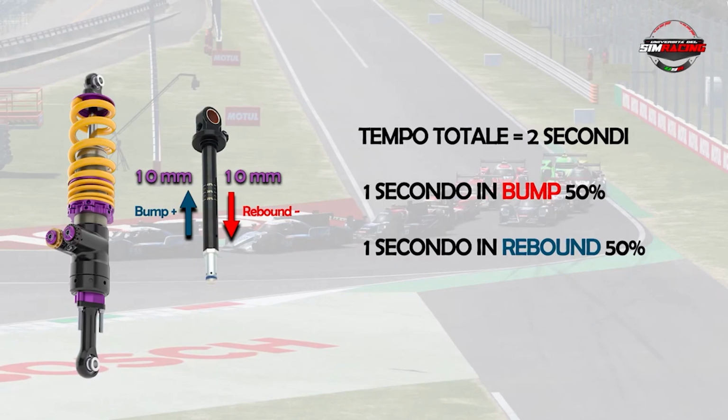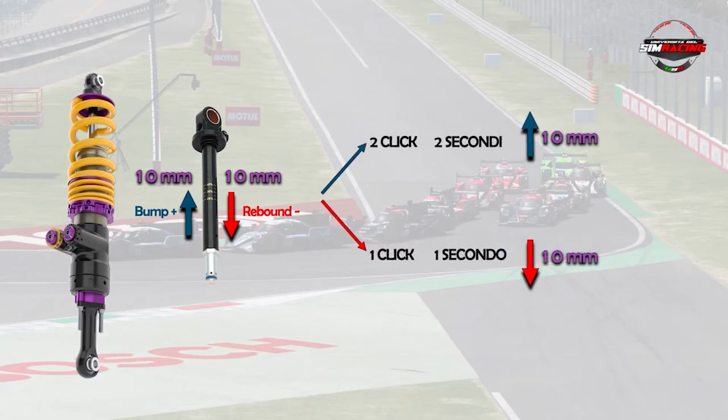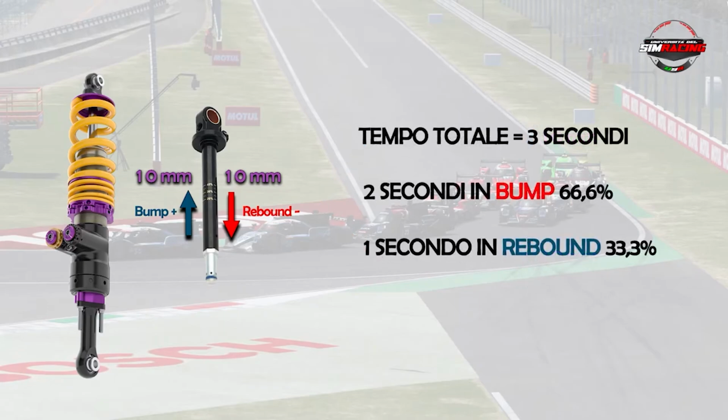Now let's increase the bump setting to 2 clicks while keeping rebound at 1 click. The damper still moves the same 10 millimeters in both compression and extension, but with the increased compression damping, it now takes 2 seconds to compress, while still taking only 1 second to extend. As a result, the total operation time increases to 3 seconds. 2 seconds in bump, 66.6% of the total time, and 1 second in rebound, 33.3% of the total time. This is a classic case of a bump bias, meaning the setup is unbalanced towards compression.